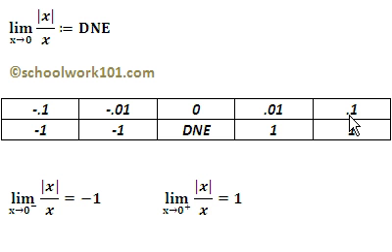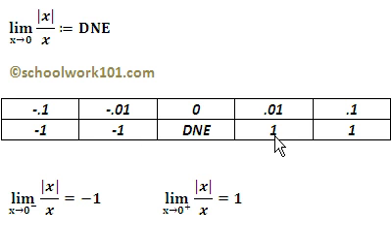Of course, by showing this numerically, I plug 0.1 in, and the absolute value of 0.1 over 0.1 is just 1, and 0.01 over 0.01, you just get 1. But you notice I've got DNE here. This means does not exist, and we're talking about the limit here does not exist. Coming in from the right hand side we get 1, but coming in from the left hand side we get negative 1.